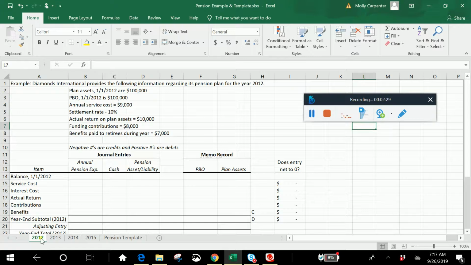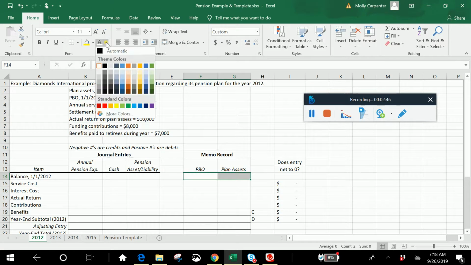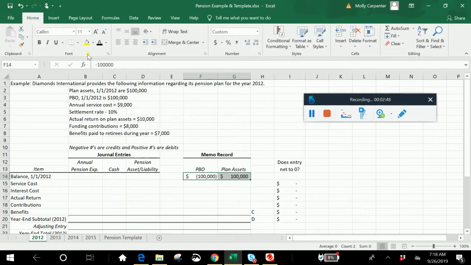So the first thing that we want to do is carry over our beginning balances. What they tell us in this problem is that our plan assets are $100,000 and our PBO is $100,000. So what that basically means is that at the beginning of the year, we are not overfunded, we are not underfunded, we are exactly funded. Now that's somewhat unusual, but that's what is going on for this example. Okay, so now what we can do is start filling out our various rows.